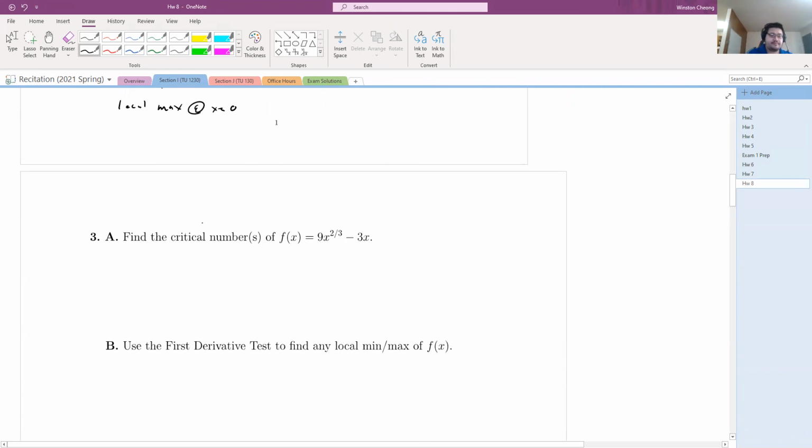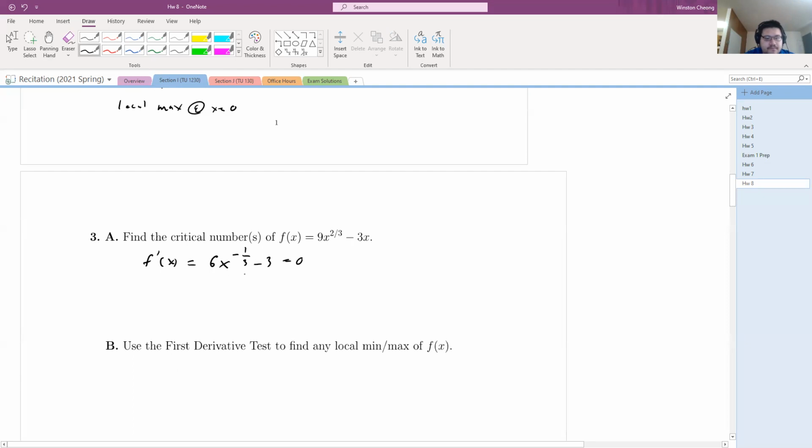All right. Number 3. This problem is actually a little tricky, just a little bit. So the derivative, well, that's straightforward, right? Divide by 3 times 2, that's going to be 6x to the minus 1/3 power, minus 3. And we would want to set this equal to 0 and solve.